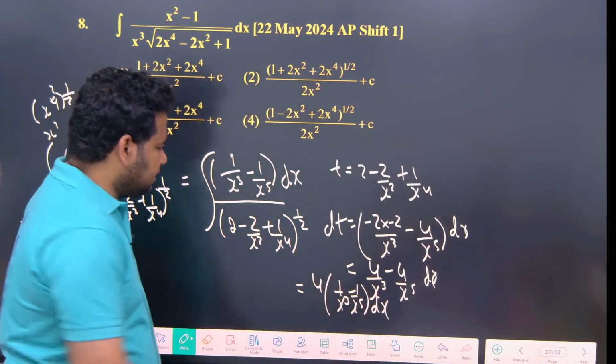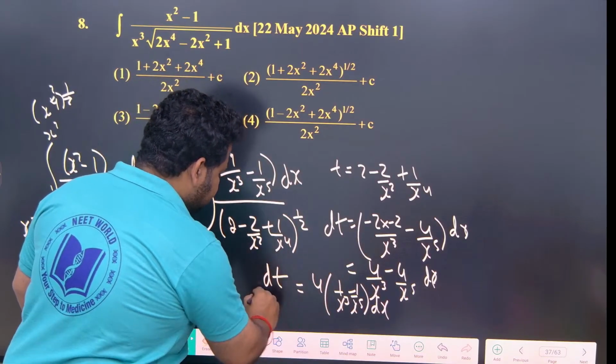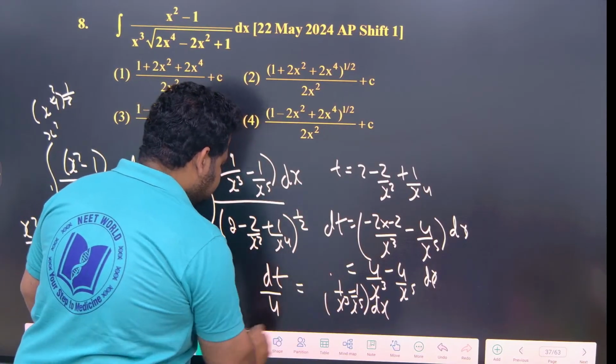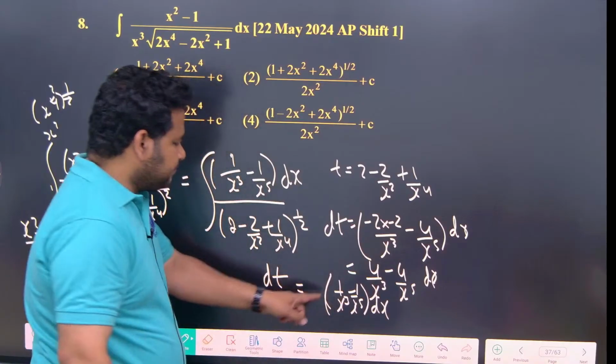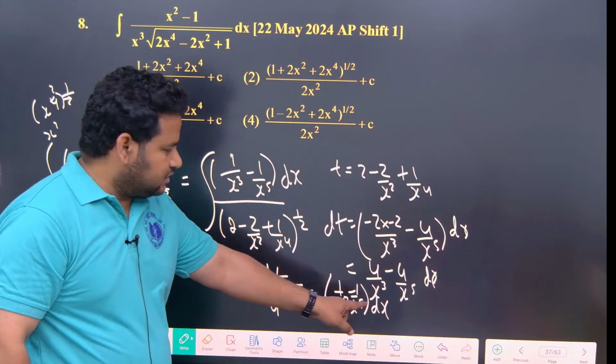Correct now? So that is dt. If I send this 4 here, dt by 4 will be equal to 1 by x cube minus 1 by x power 5 dx.